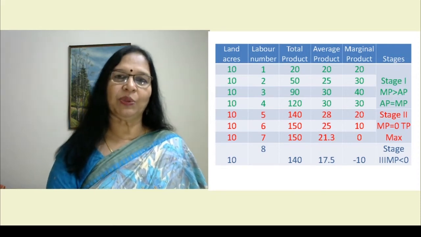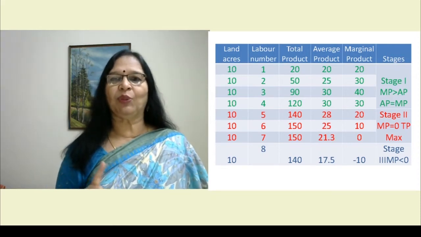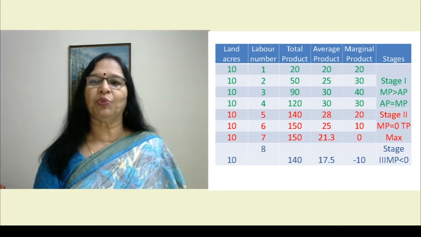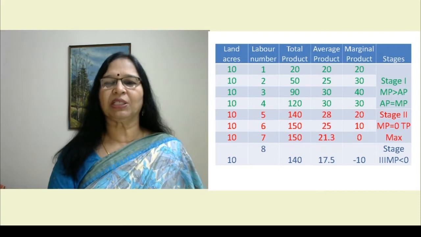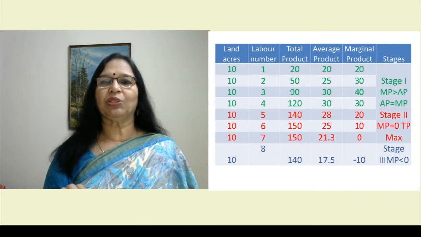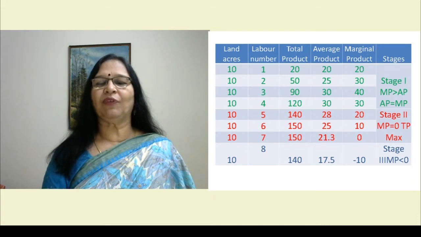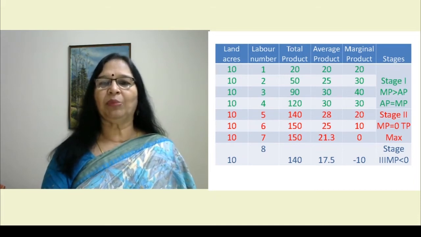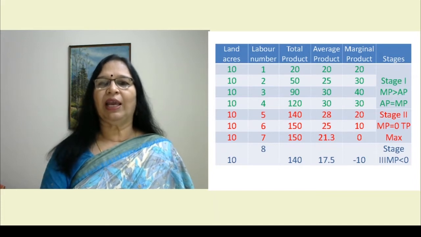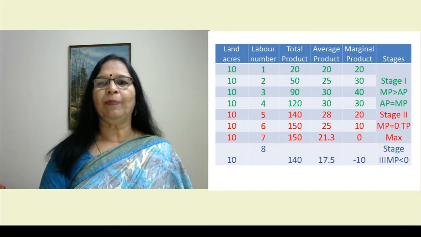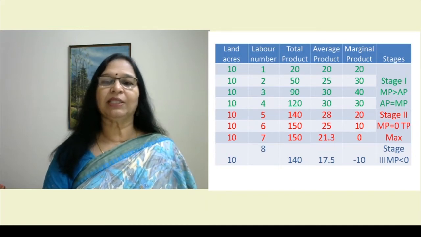In the first case, you can see 10 acres of land with one laborer produces a total output of 20, average output of 20, and of course marginal product is not there, but I have written it as 20. So the second unit is 2, 50, 25 and 30. You can see how the number of laborers has increased, and because of that increase, your total product has also constantly increased. And then you can see average product.